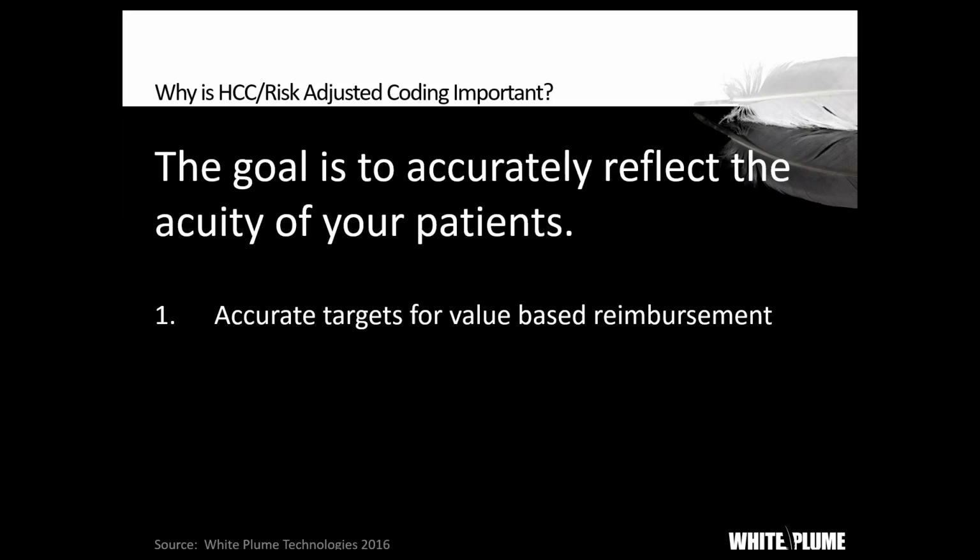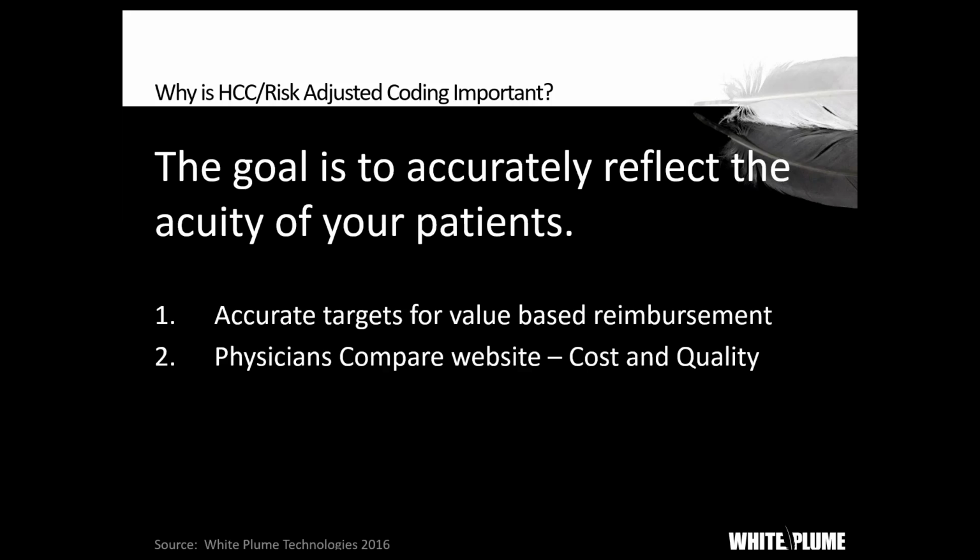That's important to make sure that we get the right targets set as we transition from fee-for-service to a value-based reimbursement rule, number 1. Number 2, we know that the government wants to publish cost data, to publish quality data on the Physicians Compare website, right? Any patient has access to that if they're looking for a cardiologist in your particular town. Nobody wants to come up as high cost and low quality, right? It's important to make sure that you get credit for the excellent patient care your doctors deliver. And it's very, very hard to do that if you're not accurately reflecting patient acuity.